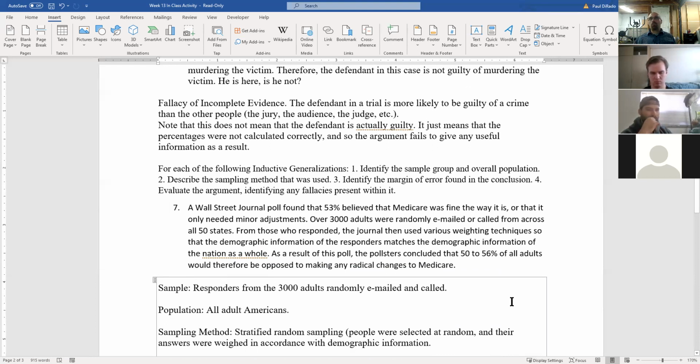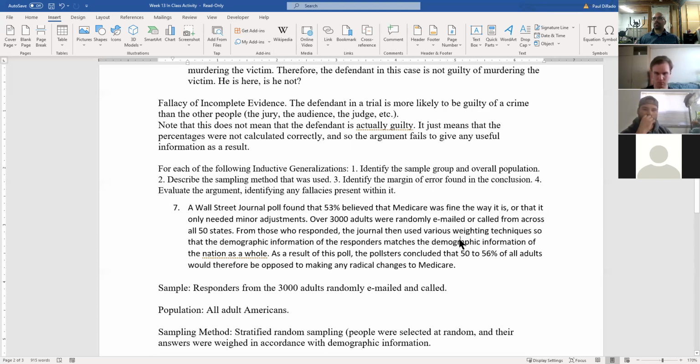So the people were selected at random, and then they weighed the answers based on relevant demographics. We suspect that people who are older will feel one way about Medicare that's different from how younger people feel. Or maybe people who are rich will feel differently than people who are poor. Or people in different states, or Republicans versus Democrats, or men versus women, whatever demographics you want to throw in there. What makes this stratified randomness is that they weighed the responders based on that demographic information.